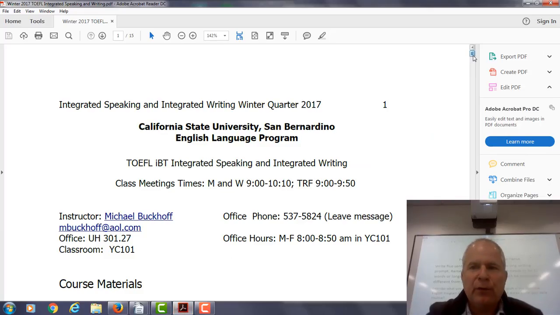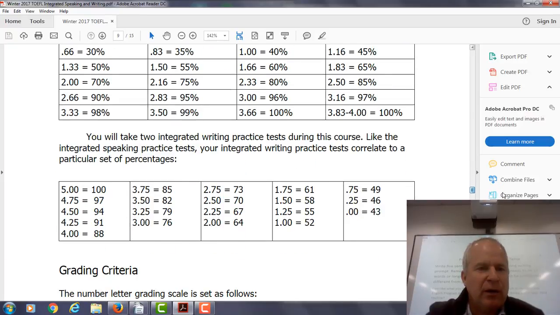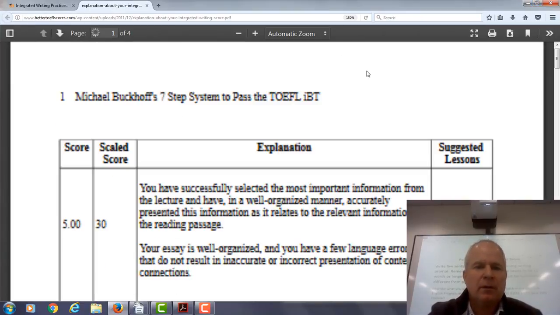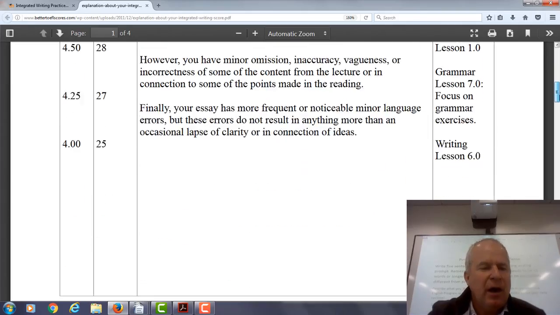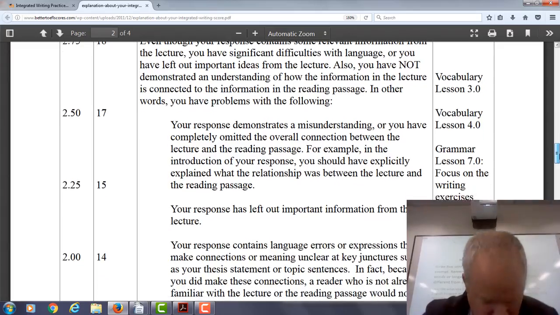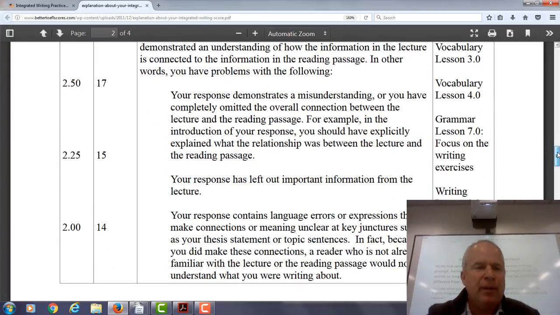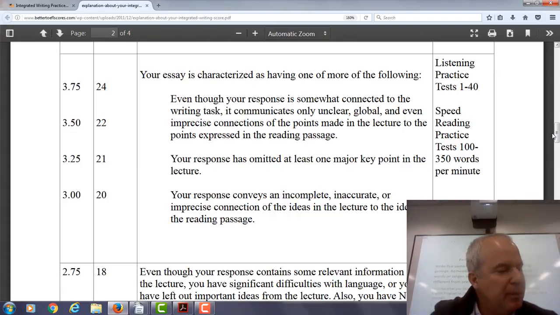Okay, now your score. Let's go to the syllabus, page 9. We can kind of see what's going on here. Okay, so if we look at the rubrics, I'm going to put you in the 3 area generally. You have a pretty good understanding, but you can develop your points a little bit more. So I'm going to put you at about 3.0 out of 5, 20 points out of 30 on this practice test. So sometimes you have incomplete, not inaccurate, but incomplete connection of ideas to the lecture, to the ideas in the reading passage.